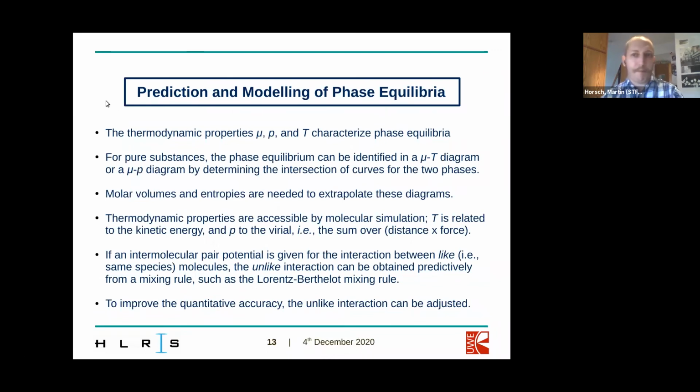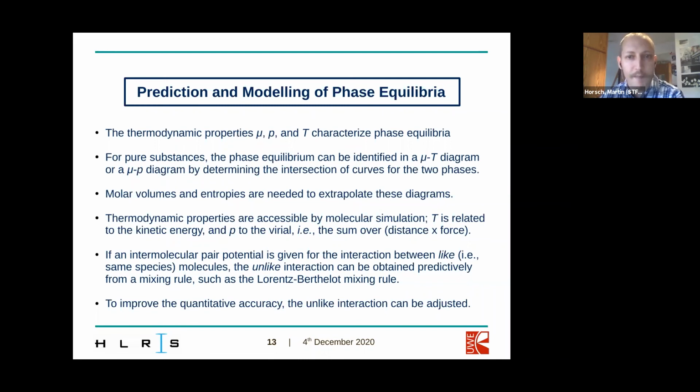What are the main conclusions? The take-home message. First of all, phase equilibrium follows the thermodynamic equilibrium conditions, and this is expressed in terms of the chemical potential for chemical equilibrium, the pressure for the mechanical equilibrium, the temperature for the thermal equilibrium.